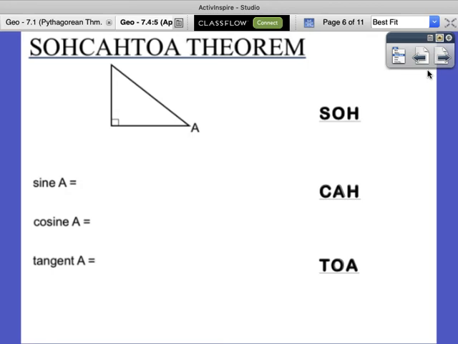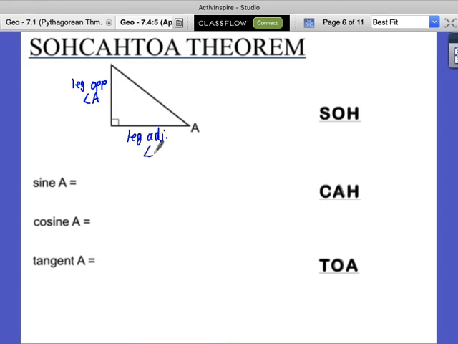Before we get into that too much, from this angle A, let's label these three sides of the triangle compared to angle A. What would this be? The leg opposite angle A. What would this one be down here? The leg adjacent to angle A. Now what would this up here be? Hypotenuse. Always, because it's across from the right angle. That one doesn't matter compared to angle A.